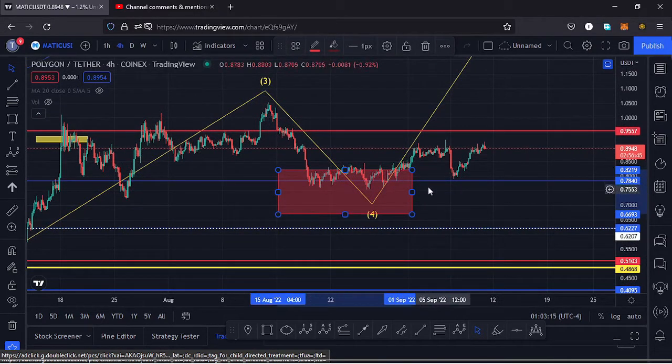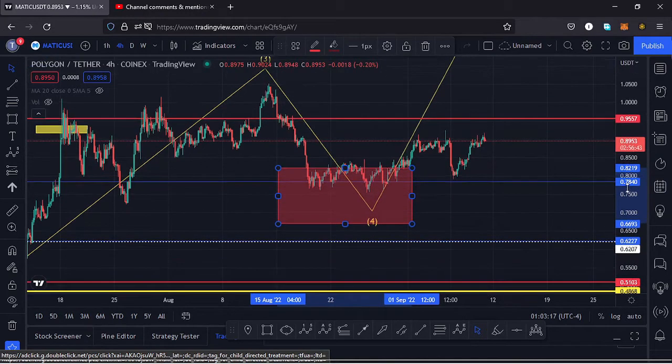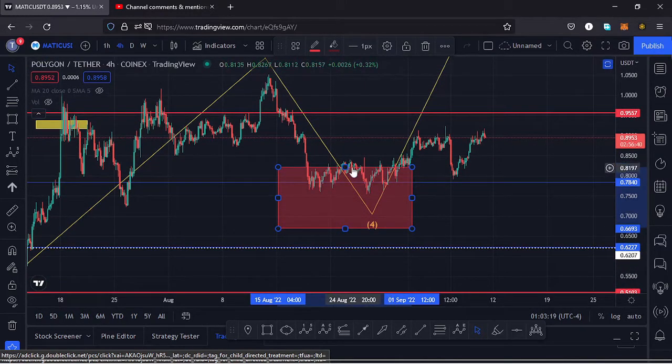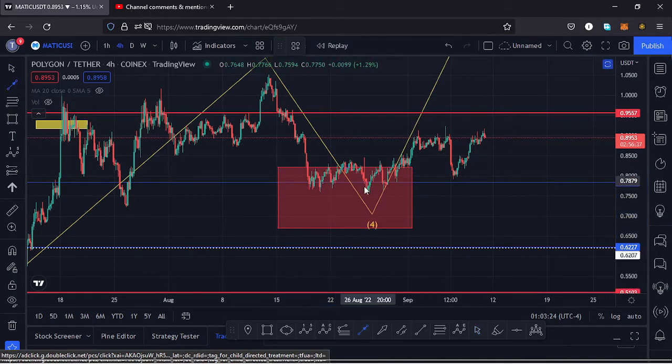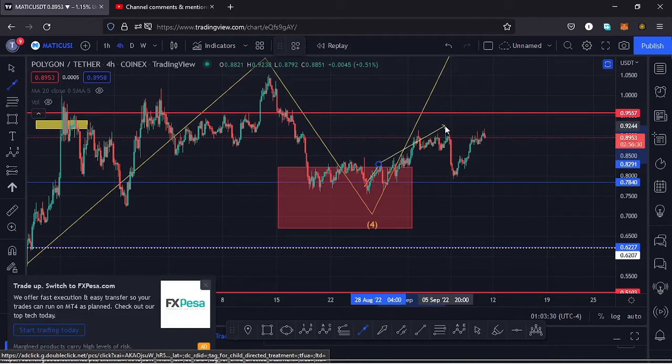And within that target area we also have a key area of support at around the $0.78 mark, and that key area of support gave us support right here. We saw a retest of that key area of support, and after seeing the retest we continued pushing even higher and made a new high at around the $0.92 mark.